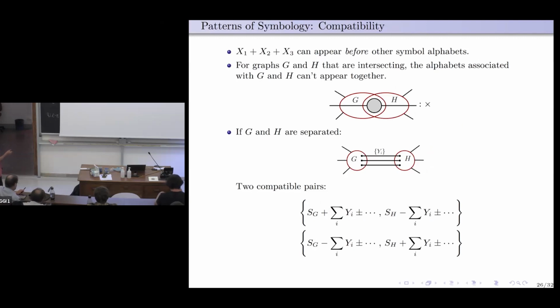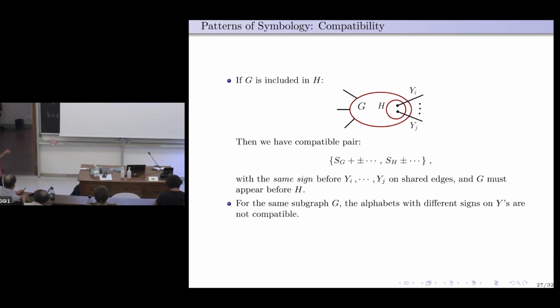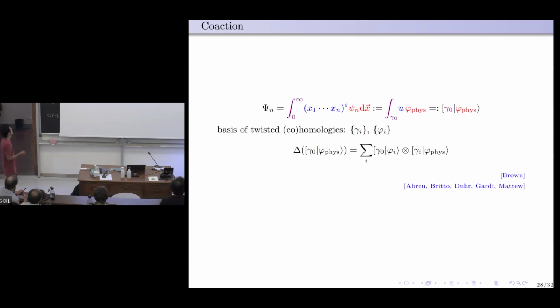For example, when two tubes are intersecting, then it's forbidden, and they are not allowed to appear in one symbol. And also, if the two tubes G and H are separated, or for example, G and H are included in each other, then they can appear in some specific ways. This is just some observation that we have found, and we hope that these patterns can motivate us to get the simpler final functions. And since time is limited, I'll just sketch here.